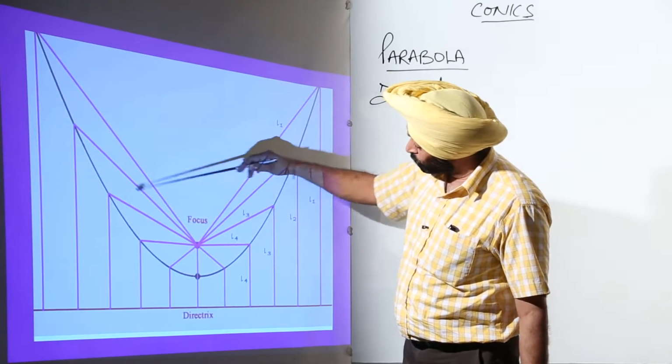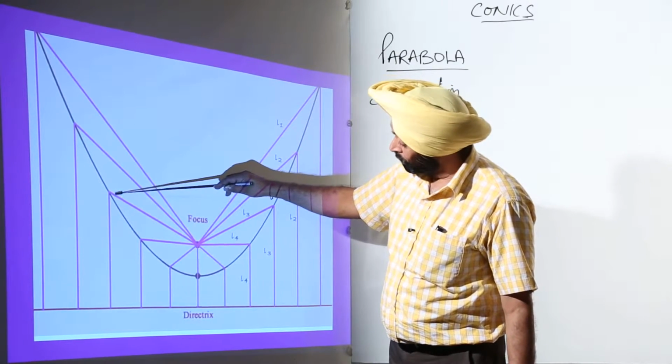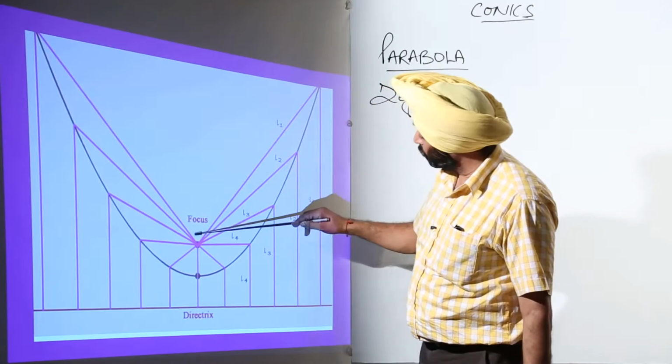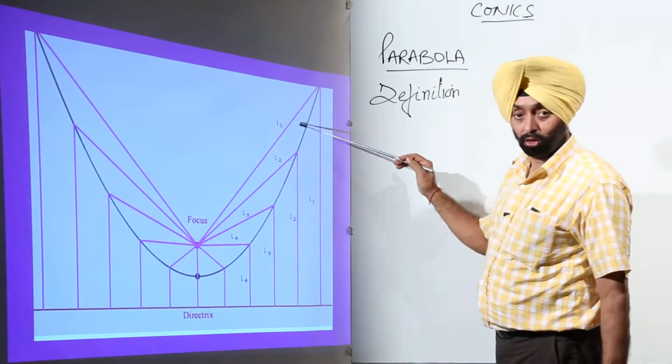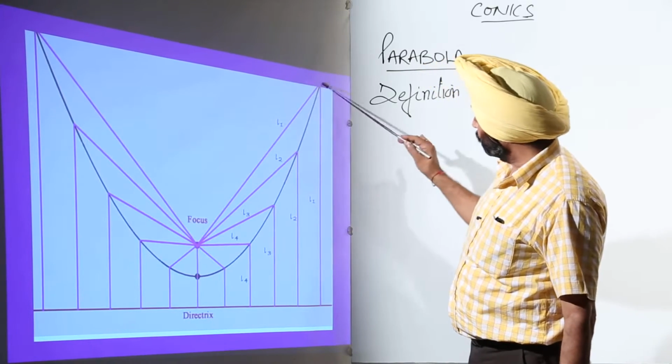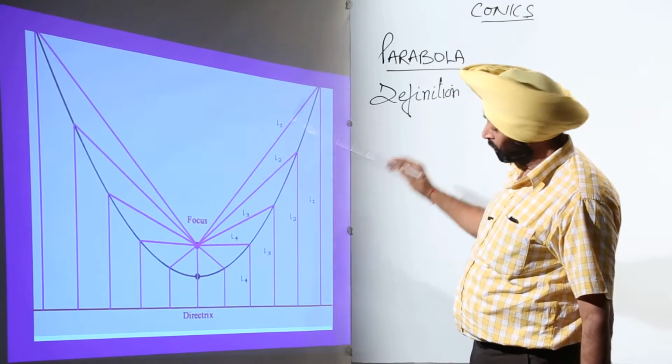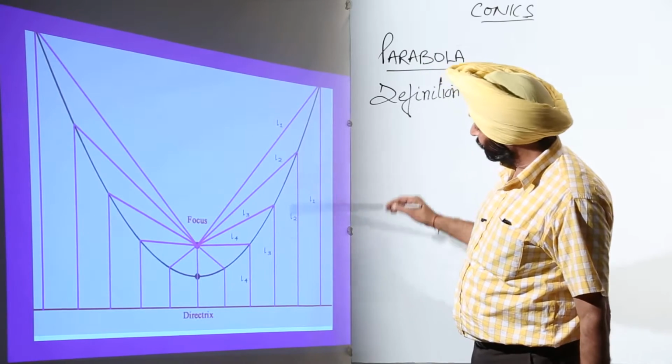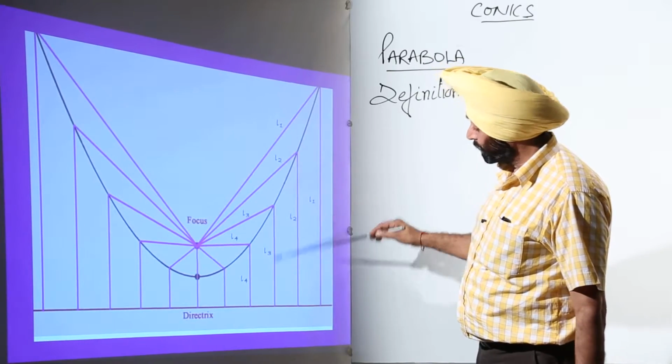From the focus to this point, suppose this is P, up to here, this distance will be equal. Here we have mentioned already, not P, we have mentioned L1. You can just check it. In the figure, L1 and this L1 both are equal. L2 and L2 are equal. L3 and L3 are equal.